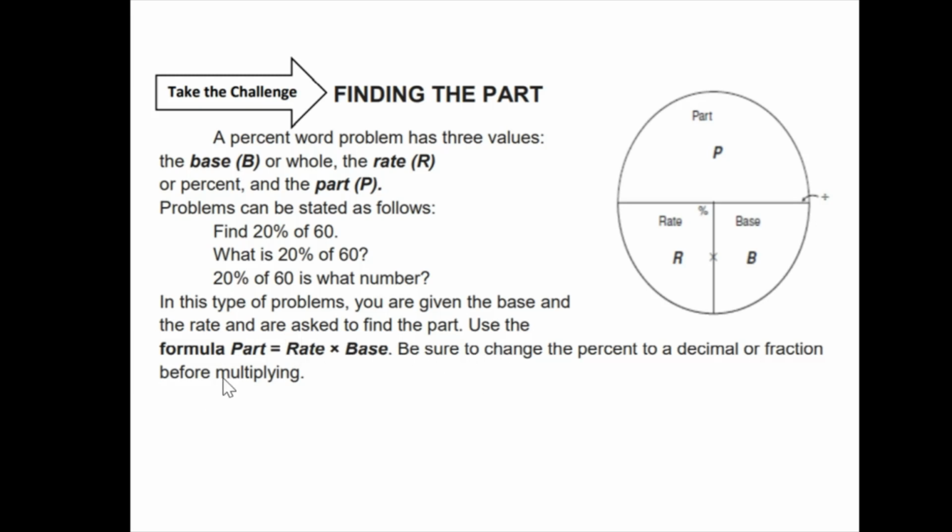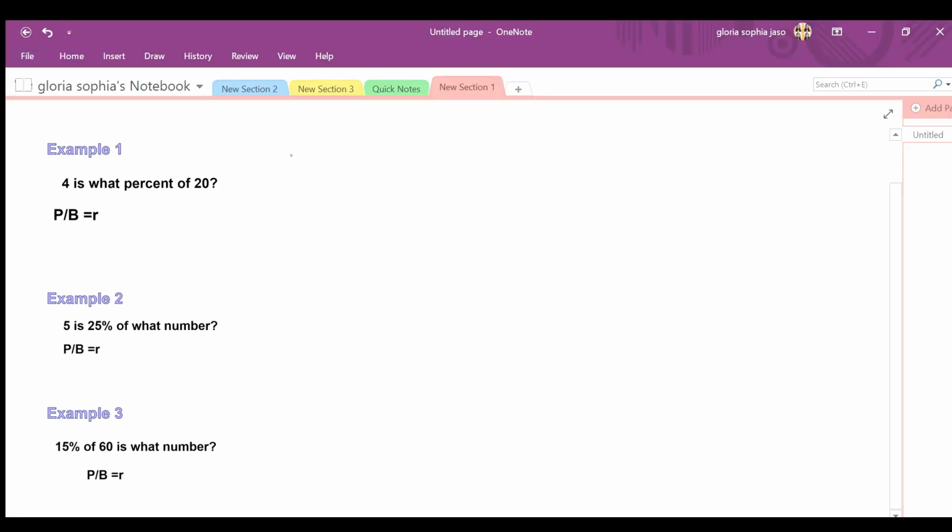Use the formula part equals rate times base. So be sure to change the percent to a decimal or fraction before multiplying. Okay. For example 1, 4 is what percent of 20?